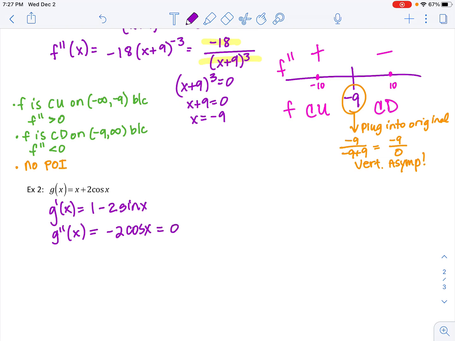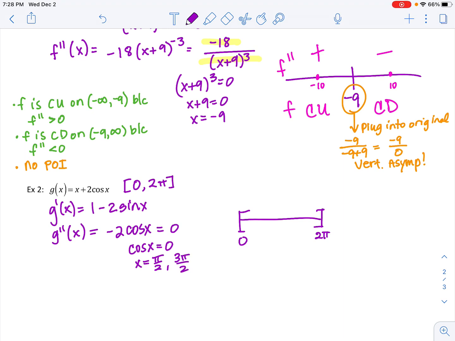So that is what I'm going to set equal to 0. And then dividing by negative 2 doesn't change anything, so really we're trying to figure out where cosine equals 0. And again, I forgot to include this, I think. We're just going to look at 0 to 2 pi. So let's make a second derivative sign chart here. Let's cap off 0. Let's cap off 2 pi. And we know that the solutions to this are pi halves and 3 pi halves. And then I can put those on here.